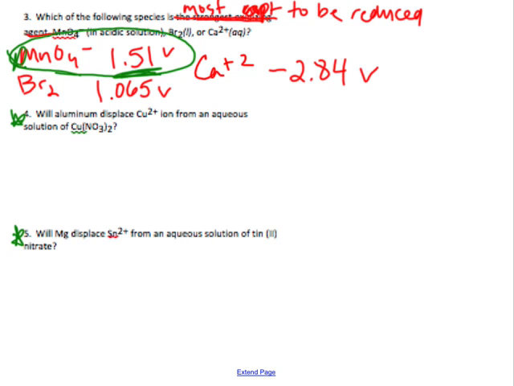Will aluminum displace copper +2 if I have a solution of copper 2 nitrate? This is actually a pretty important concept in chemistry. For instance, if I were to store my copper 2 nitrate in an aluminum container, and this happens, would it be a good thing to do, to store my copper if aluminum will displace the copper? No. What's going to happen? It's going to spring a leak, right? The aluminum is going to turn into something else.